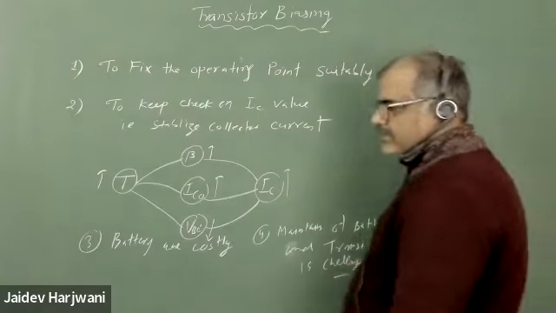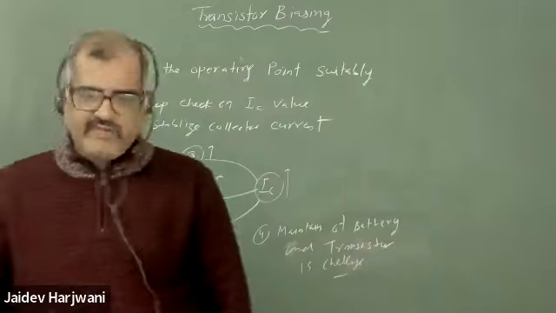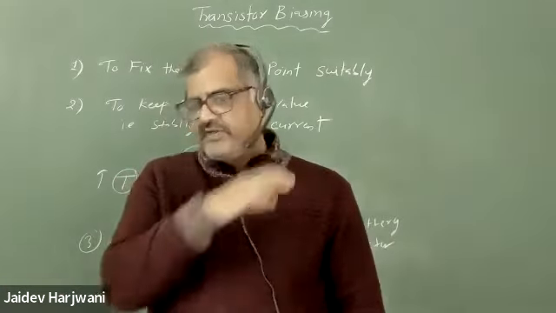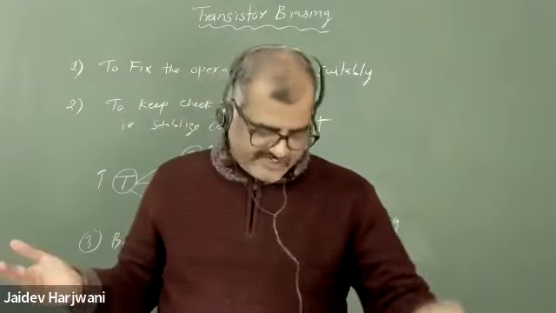So generally, with so many transistors, we have only one battery, and through this one battery we give biasing to the input and output of many transistors.